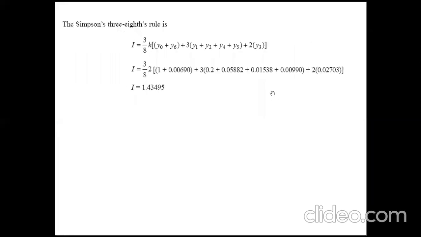with Simpson's 3 by 8 rule, I will be equal to 3 by 8 h into (y0 plus y6). These are the first and last terms, and 3 multiplied with (y1 plus y2 plus y4 plus y5), plus 2 will be multiplied with y3, as there is only one term which is a multiple of 3. Okay, now you will put the values from the table, and finally you will get the answer. I is equal to 1.43495. Okay, fine. Thank you.